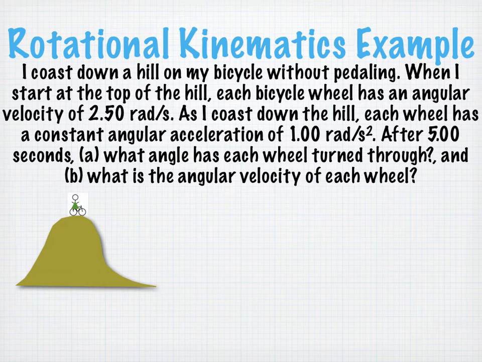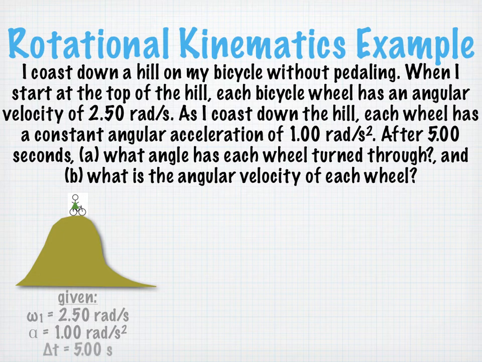Okay, so what are we given? We have an initial angular velocity for each wheel of 2.5 radians per second. We have an angular acceleration of 1 radian per second squared. And we have a time interval of 5 seconds. And what are we looking for? For part A, we want the angular displacement, and for part B, we want the final angular velocity.